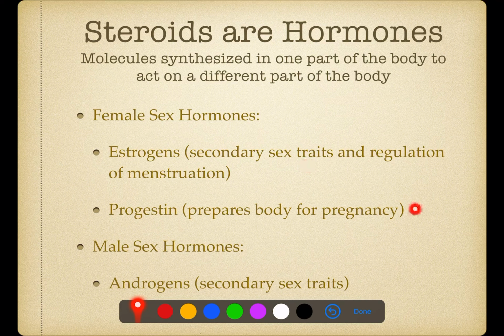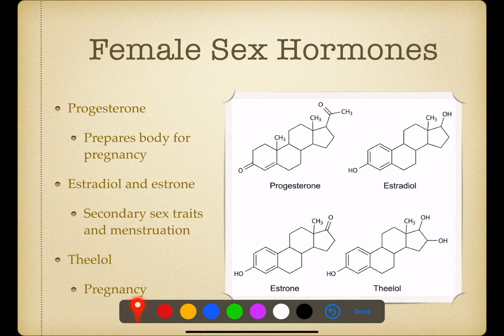Progestin gets our body ready for pregnancy, and then the male sex hormones are all androgens, which are responsible for secondary sex characteristics. So here are the female sex hormones, which we have already seen. Progesterone, this guy right here, helps get our body ready for pregnancy. And we talked about how we can trick our body into thinking that it's pregnant by providing synthetic versions of this molecule inside of our body. And that is a form of birth control.